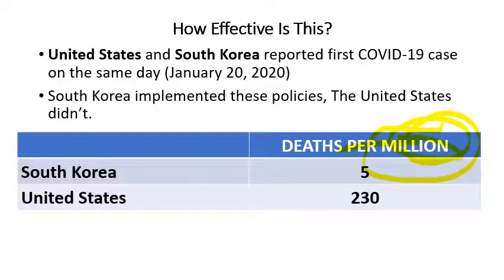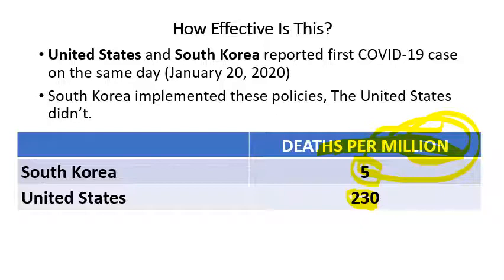Now, at this point, the Korean isolation technique worked, because the rate of deaths per million, note this is per million, meaning the death rate is prorated. The Korean death rate per million from coronavirus is 5 deaths per million. The United States, which didn't do those things, has a death rate of 230 per million. So it's many, many times higher.